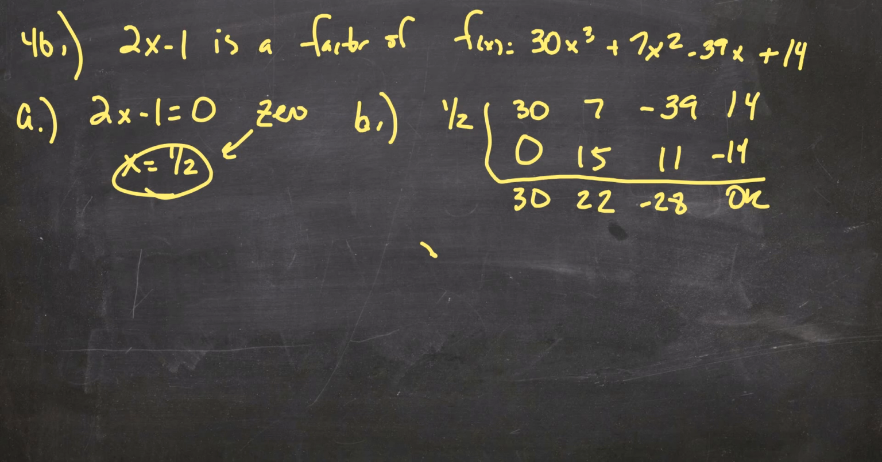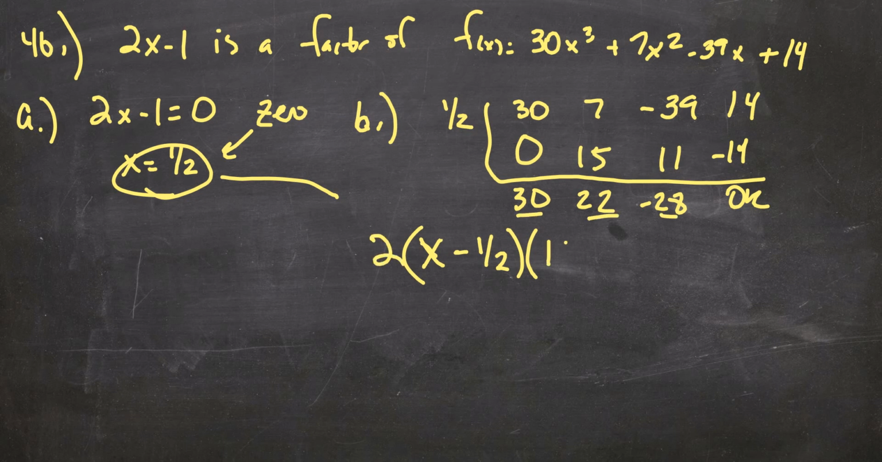So I'm going to write this as x minus 1/2 from the 0. Actually, I'm going to write as x minus 1/2, and since all of these are even, I'm going to put a 2 out here. So that's going to make it 15x squared plus 11x minus 14. Just so it's easier to factor, because I'm going to do that in C.